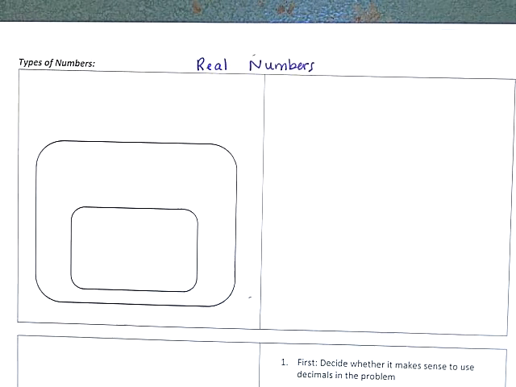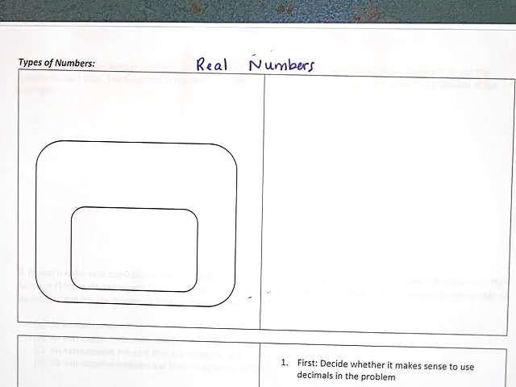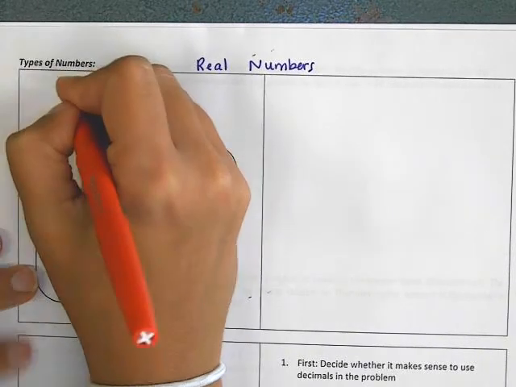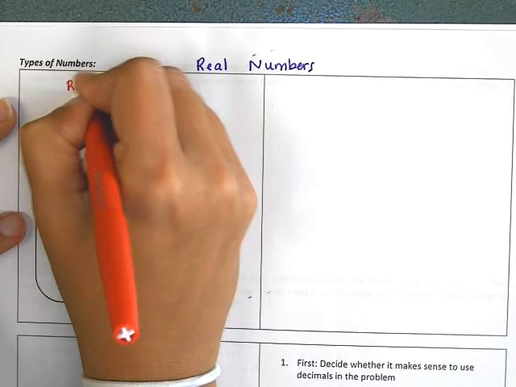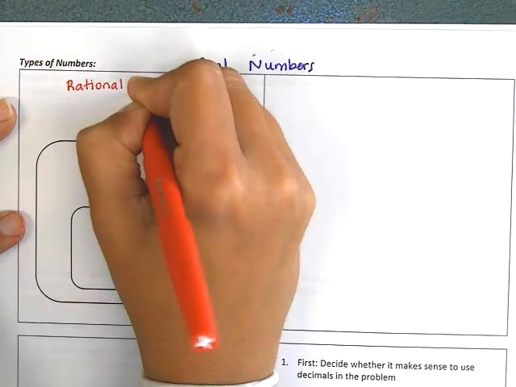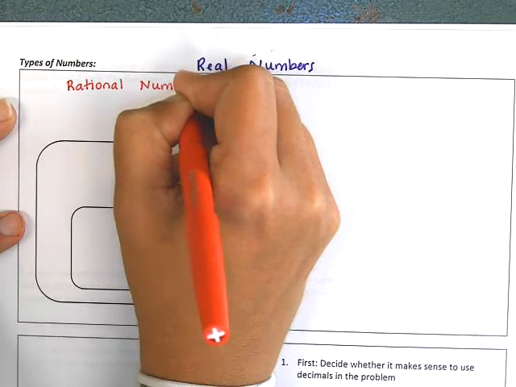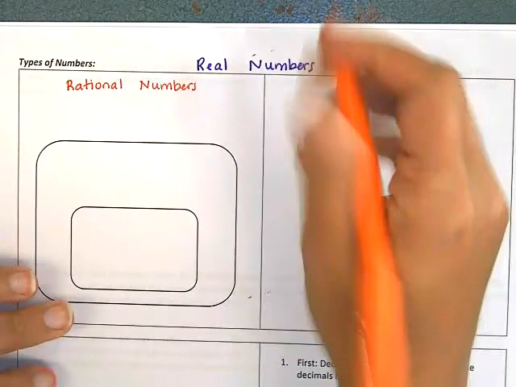So just like you can have real friends and you can have imaginary friends, there are such things as imaginary numbers and real numbers. You're going to learn about imaginary numbers in Algebra 2. For now, we're going to focus on only numbers that live in the real world. So these are real numbers. Within the real number world, we have what are called rational numbers and irrational numbers.